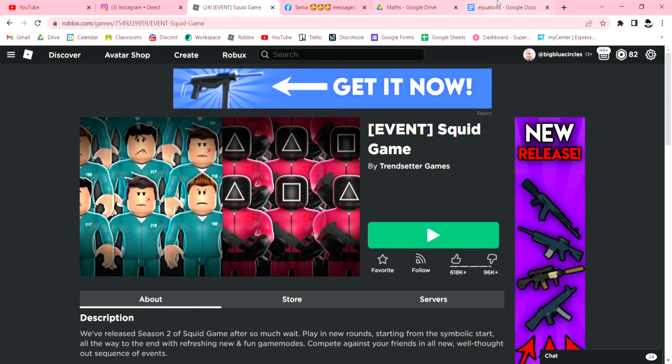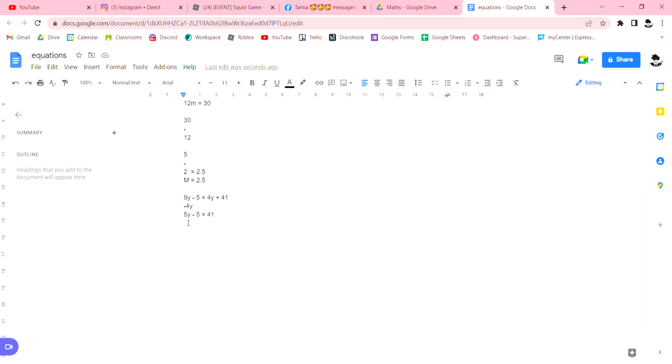Okay, so we got 5y minus 5 equals 41. Then of course we add 5 per usual, which gets us to 5y equals 46. And then once again we got a bit of an annoying one here, that's fine. We can just change it into the fraction y equals 46 over 5.